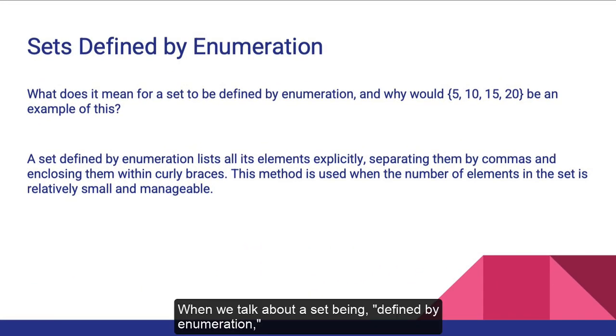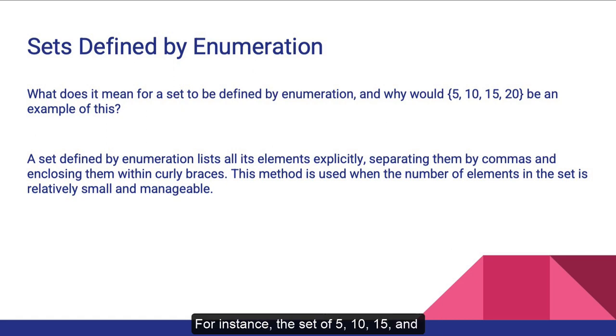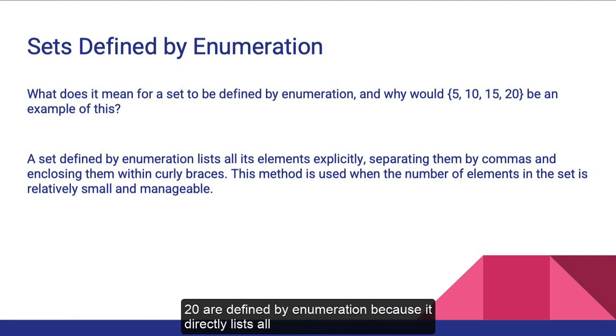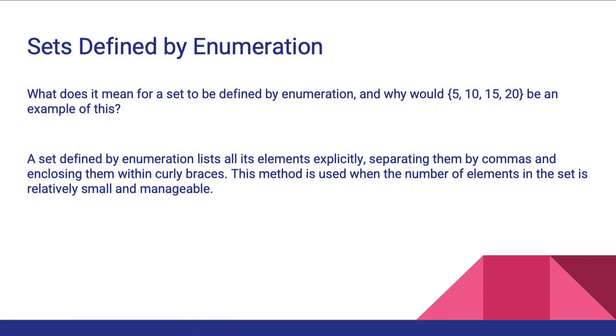When we talk about a set being defined by enumeration, we simply mean that we're listing out all the elements of that set clearly and directly. These elements are separated by commas and enclosed within curly braces. It's a method often used when the set has a smaller and more manageable number of items. For instance, the set of 5, 10, 15, and 20 is defined by enumeration because it directly lists all its numbers, giving us a clear picture of its contents.